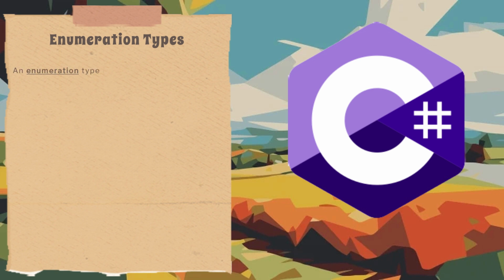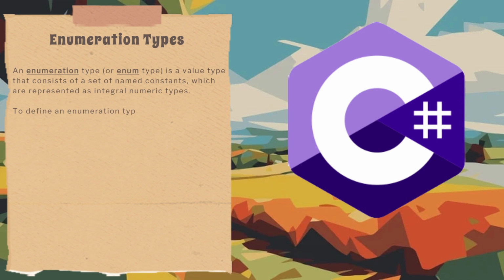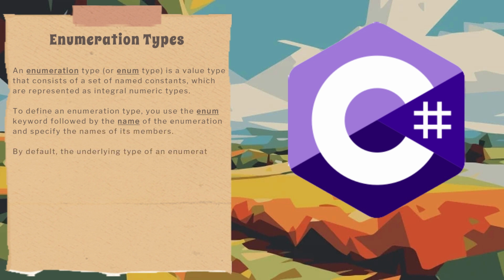An enumeration type, or enum type, is a value type that consists of a set of named constants, which are represented as integral numeric types. To define an enumeration type, you use the enum keyword followed by the name of the enumeration and specify the names of its members. By default, the underlying type of an enumeration is int, and the associated constant values of the enum members start at 0 and increment by 1 based on the order of their definition.